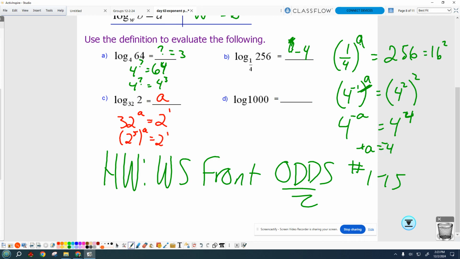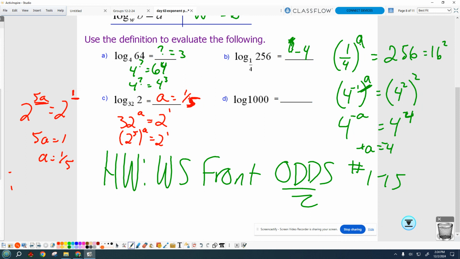Okay, so a strategy that they should have shown you in Algebra 2, though I'm not sure. Like she said, 32 is 2 to the 5th. So I translated this log to 32 to the power of a equals 2 to the power of 1. She knew that 32 was 2 to the 5th. Raising a power to a power, 2 to the 5a equals 2 to the 1. So this exponent and that exponent need to be equal. So that's supposed to be 1/5.